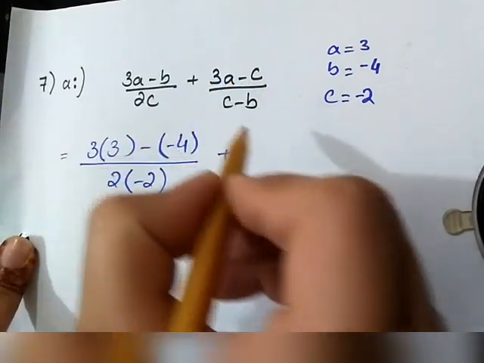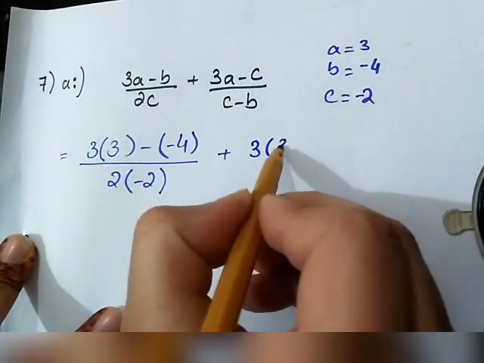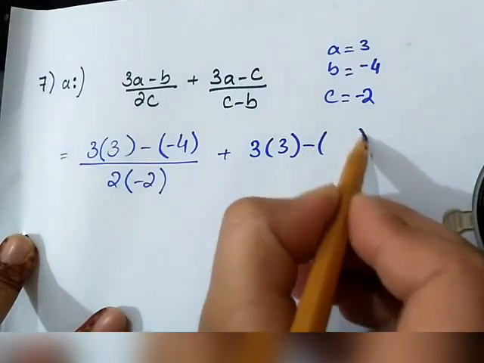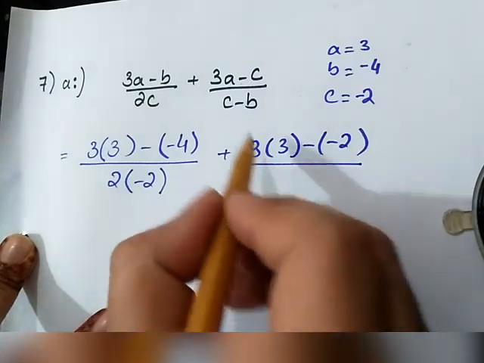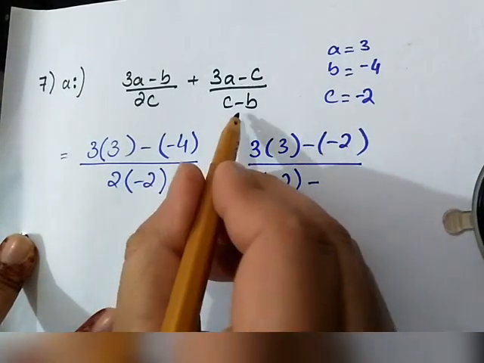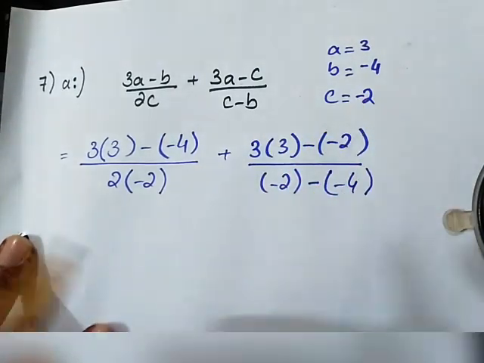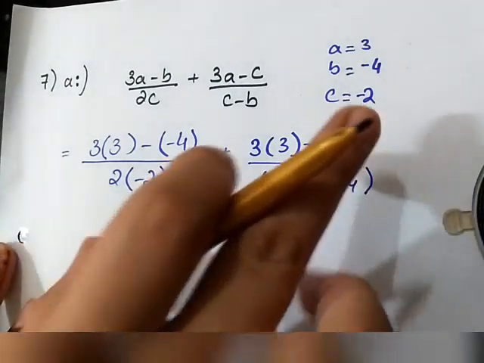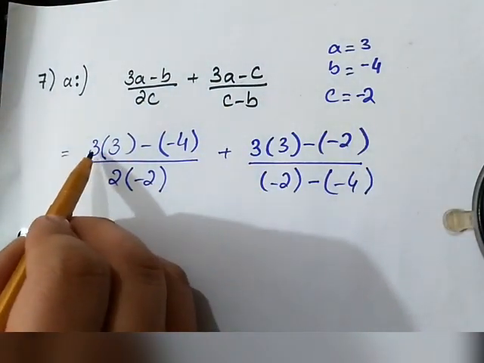Then plus, what is the next expression? That is 3a, again the value of a is 3, minus c, and the value of c is -2. C minus b, so the value of c is -2, minus of this expression, and what is the value of b? -4. So here in this step we just put the values of these variables. Now we do the simplification.